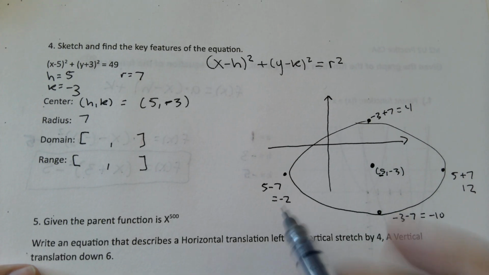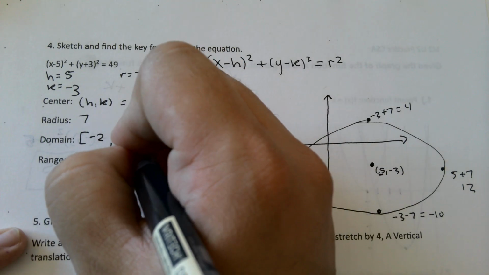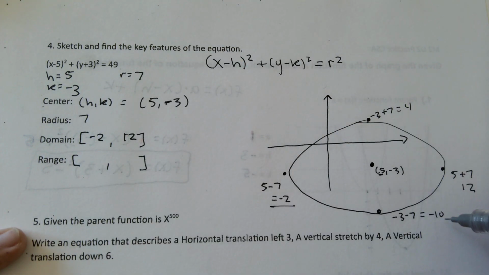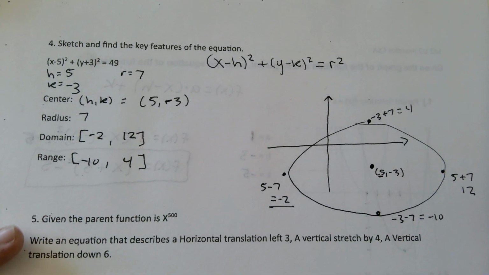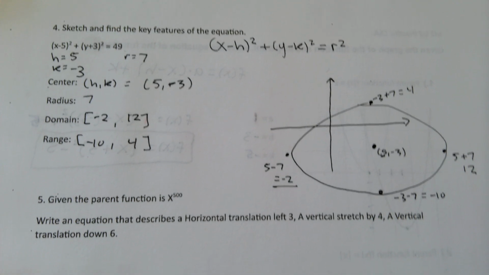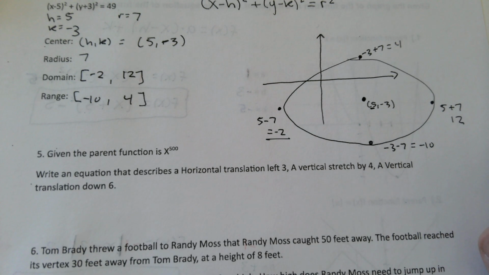So my domain goes from -2 to 12. My range goes from -10 to 4. Remember, it's always low number to high number. Always. Whether it's a domain or range. Low to high, low to high, low to high.